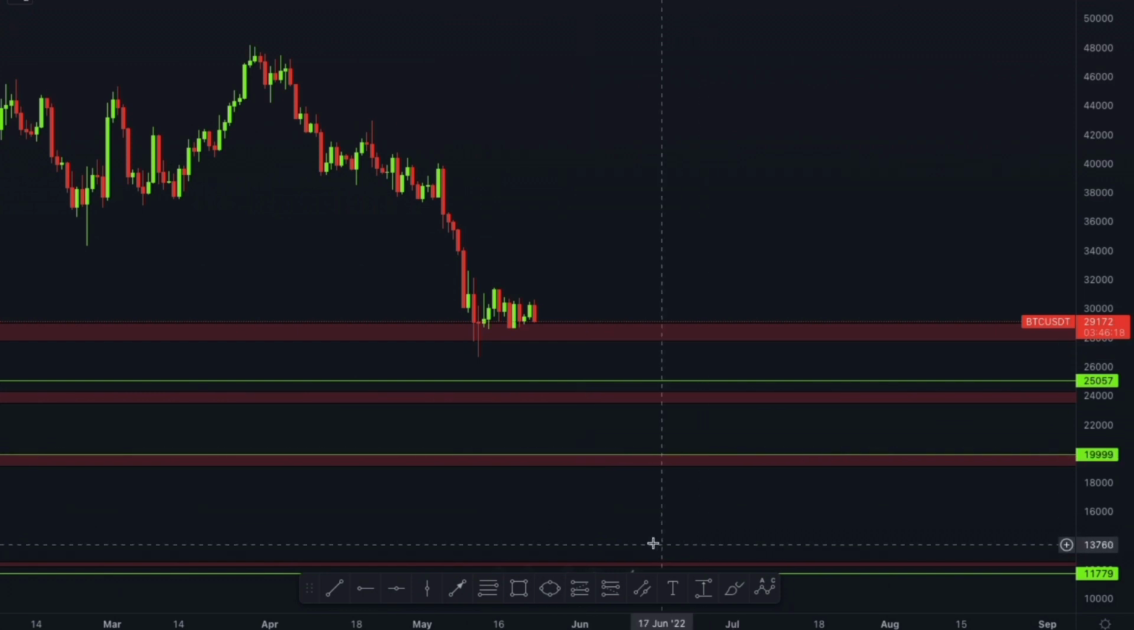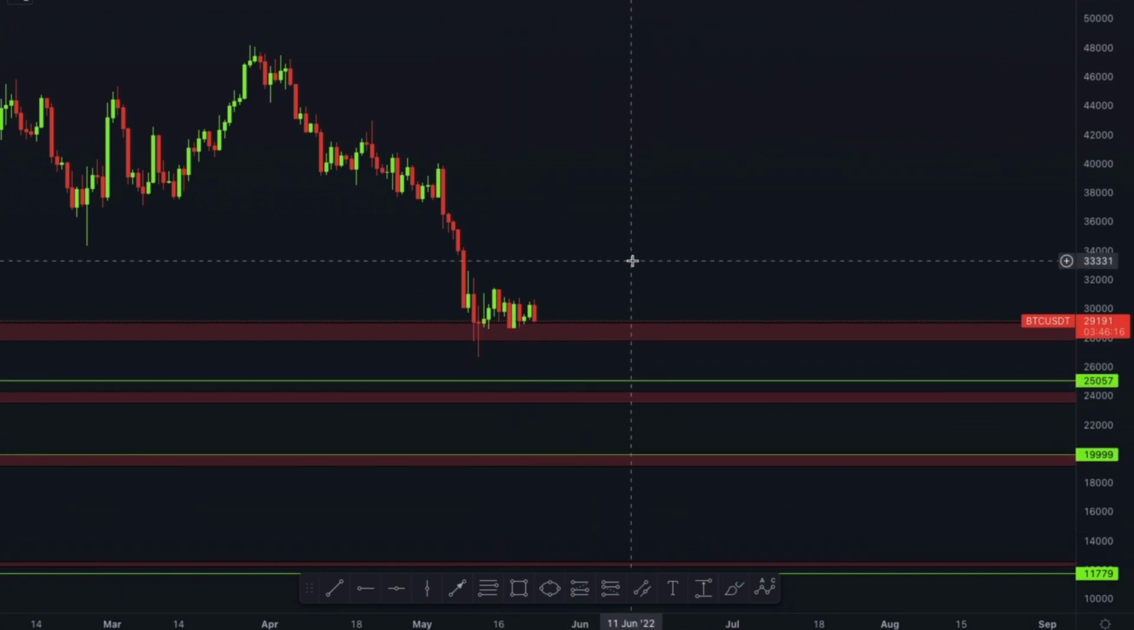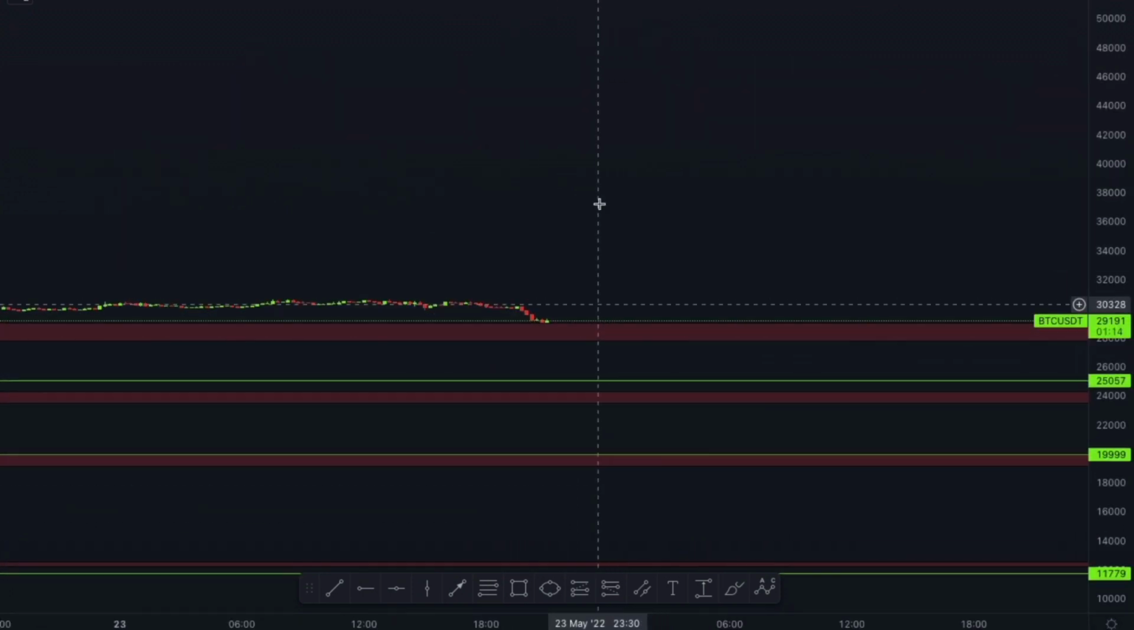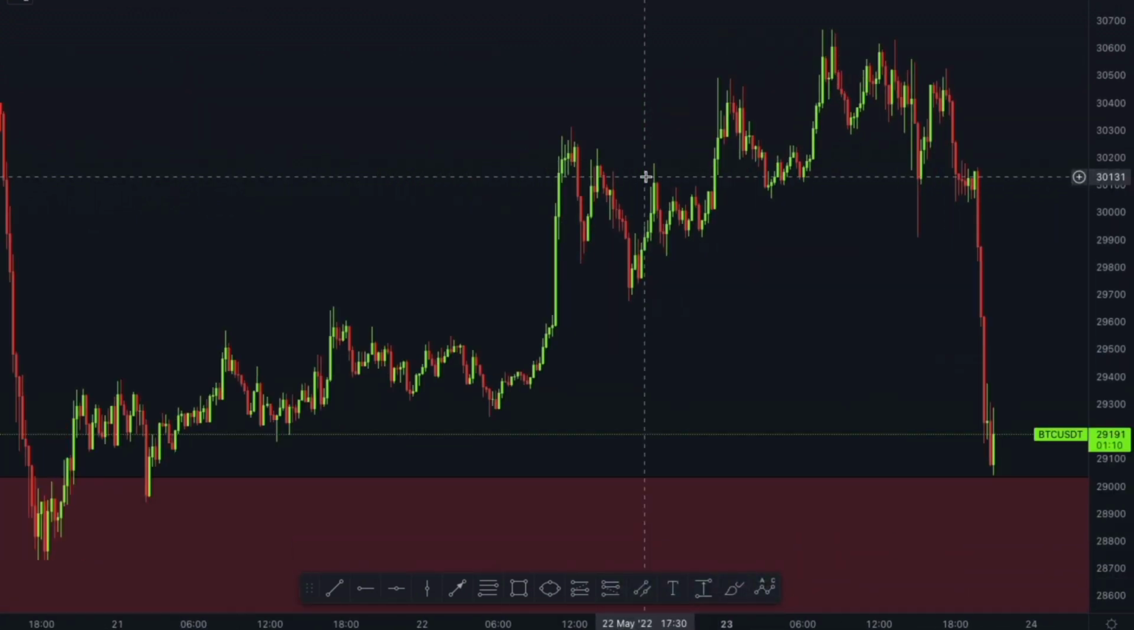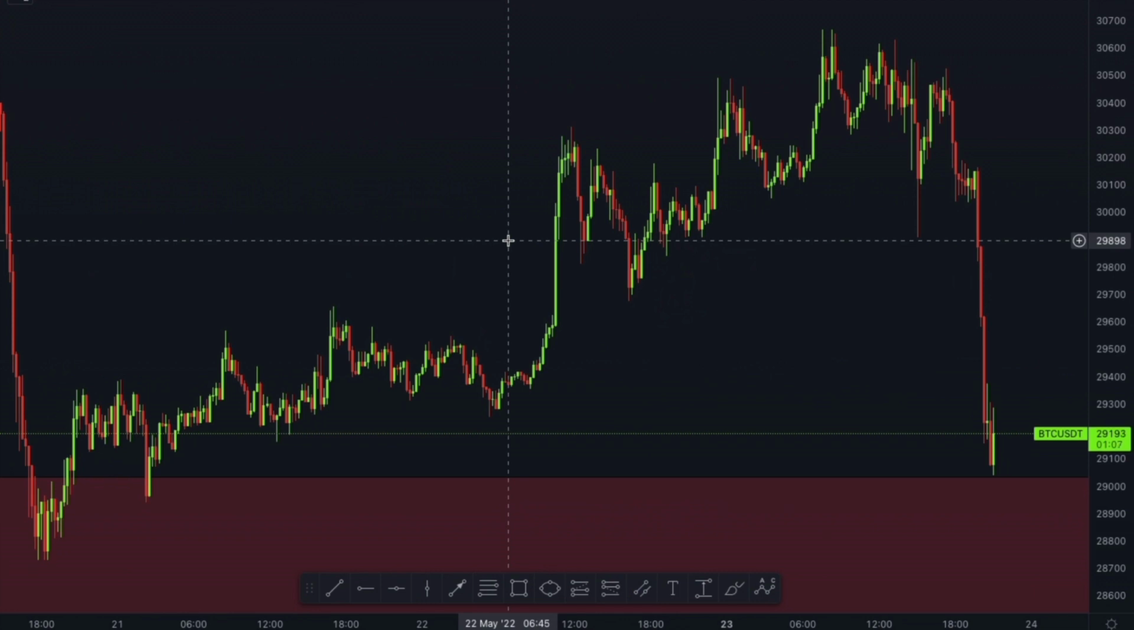So these are the type of zones that we're probably going to get some type of reaction from, in my personal humble opinion. And that's about it, guys. That's about it.